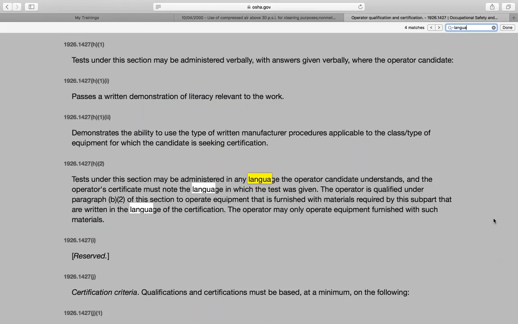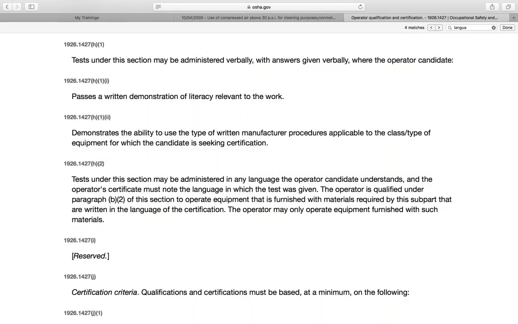And the reason being, here it is right here, what I was looking for, folks. The operator is qualified under this paragraph to operate equipment that is furnished with materials required by this part that are written in the language of the certification. So the materials for the operator, if they had to be trained in Spanish, mean the equipment has to have Spanish labeling. It can also have English labeling, but it must be labeled in the language that the employee understands.